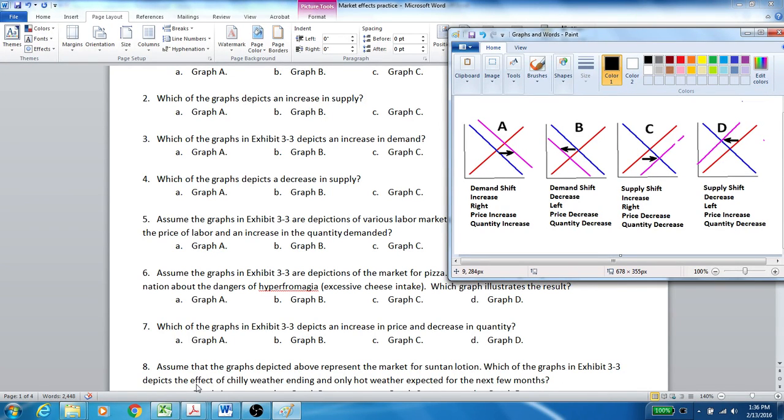Number 8, assume that the graph depicted above represents the market for suntan lotion. Which of the graphs depicts the effect of chilly weather ending and only hot weather expected for the next few months? Well, people are going to want to buy more suntan lotion. That's an increase in demand, so it's A.